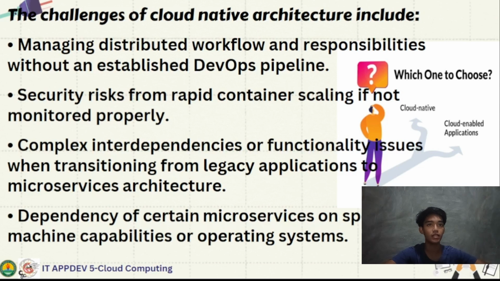Next one is complex interdependence or functionality issues when transitioning from legacy applications to microservice architecture. Microservices architecture can result in complex interdependencies or functionality issues. And the last one is dependency of certain microservices on specific machine capabilities or operating systems. They require capabilities inclusive to certain machines such as compute, GPU, or SSD, making them dependent on a specific type of operating system or machine instances.